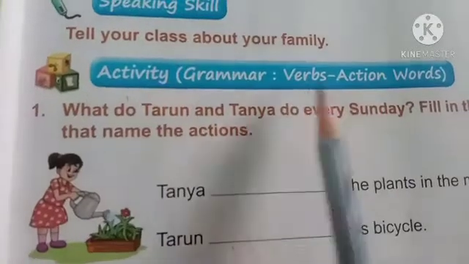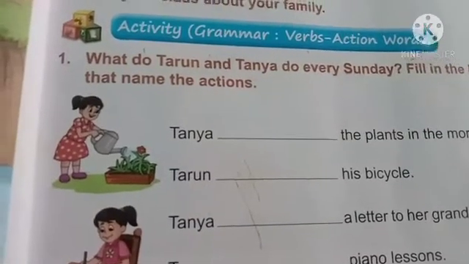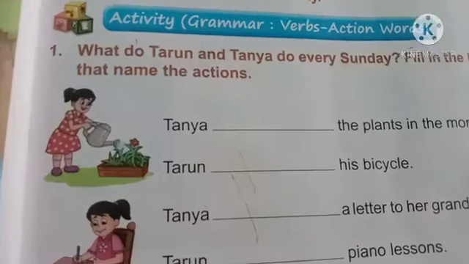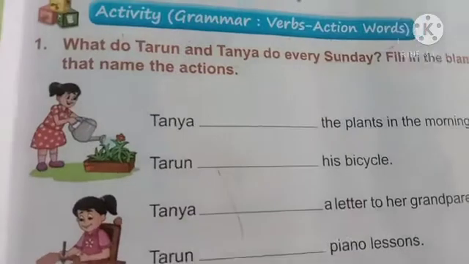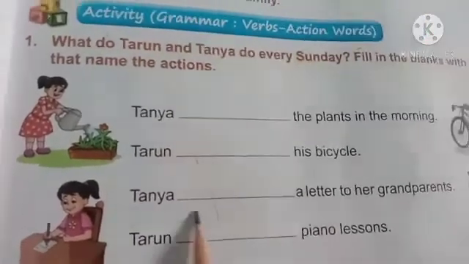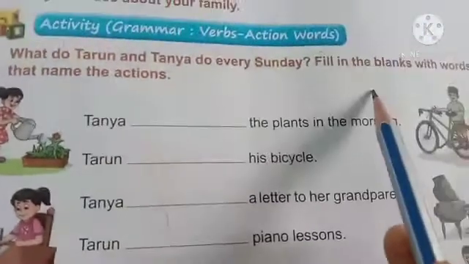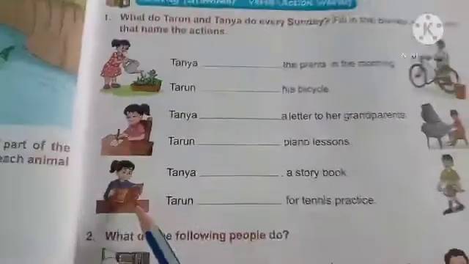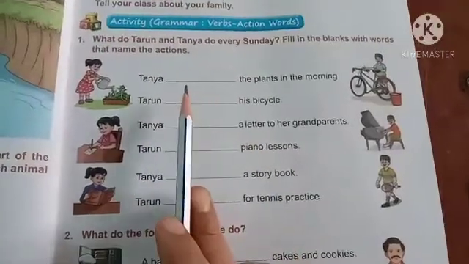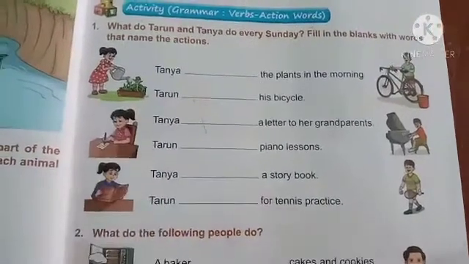Grammar. Verbs, action words. Verbs means action words. For example, reading, writing, jumping, dancing. These all are verbs. The words which show the action are called verbs. So by using those verbs, we have to fill in the blanks. What do Tarun and Tanya do every Sunday? Fill in the blanks with the words that name the action. Here they have given some pictures. By seeing those pictures, what Tarun and Tanya are doing, we have to fill in the blanks.